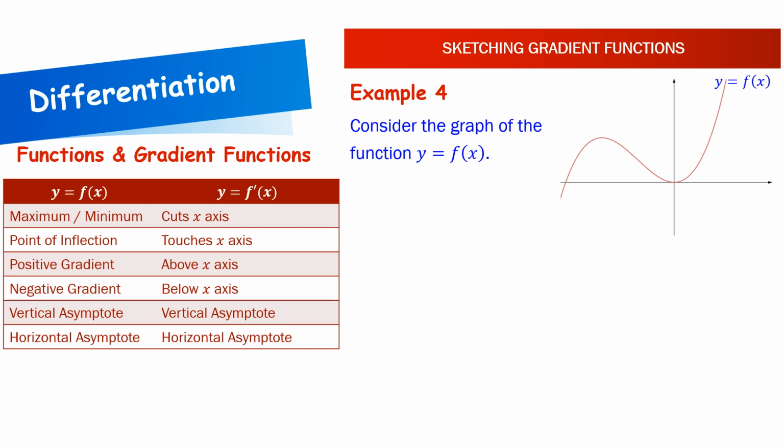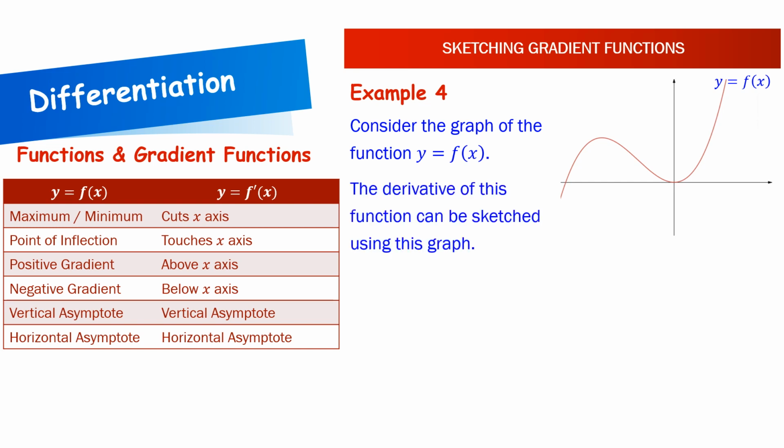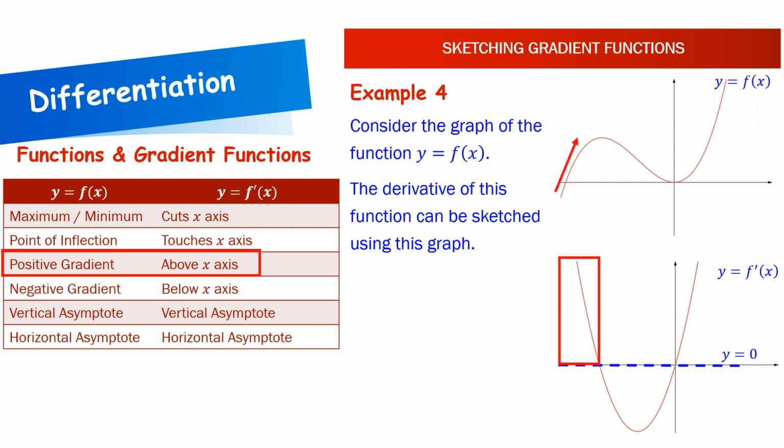Now let's consider another example. Consider this graph, y equals f of x. The derivative of this can be sketched using this graph, and it will look something like this. Let's examine how this graph was obtained. Notice here we have a positive gradient for y equals f of x. Therefore, the graph of y equals f dash of x is above the x-axis.